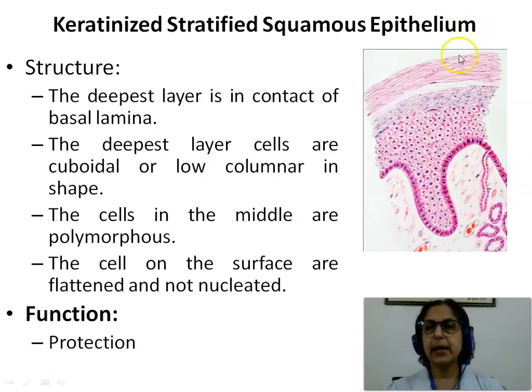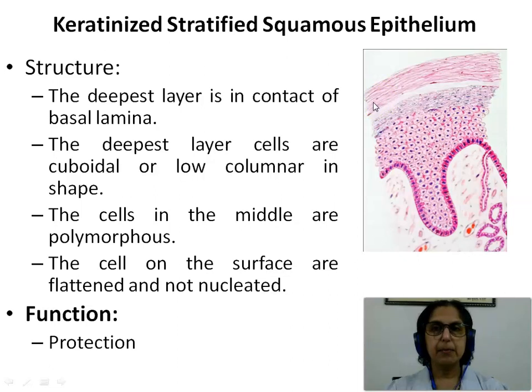This is a diagram showing us the same. This is the basal lamina. The deepest layer of cells resting on it is made up of cuboidal or low columnar cells. The middle layer of cells are polymorphous, and then the surface cells are flattened squamous cells, and they do not have any nuclei. They are dead cells, and that is why this is keratinized stratified squamous epithelium.